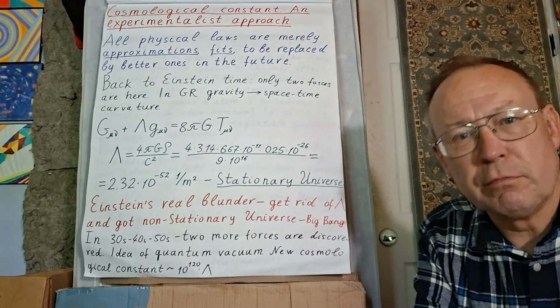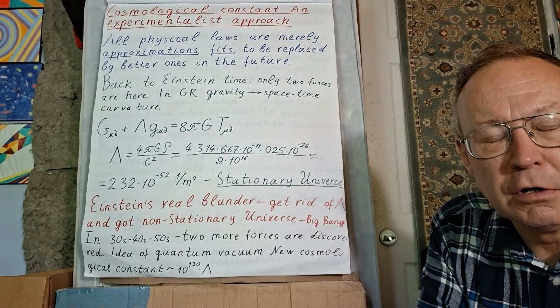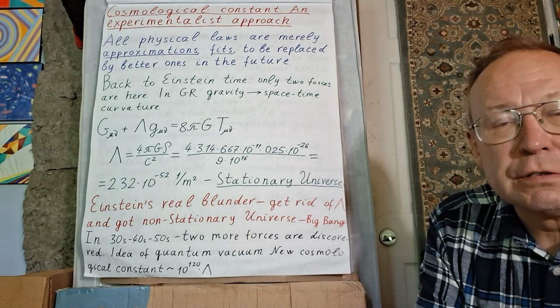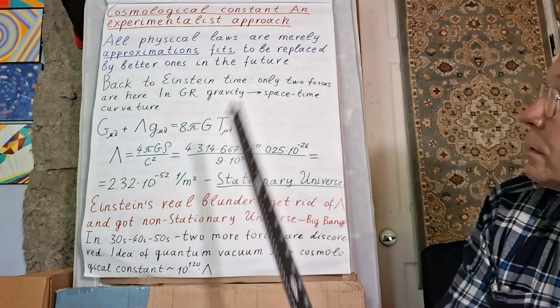There are two of them. One is extremely large, one is normal, gravitational type. In order to understand this contradiction, it's necessary to come back to Einstein's time.